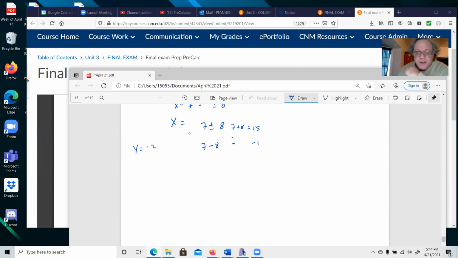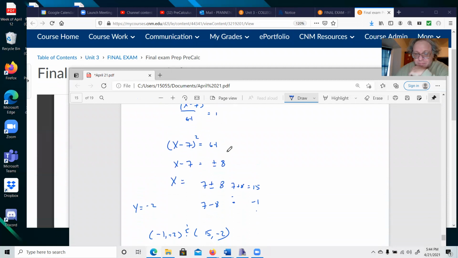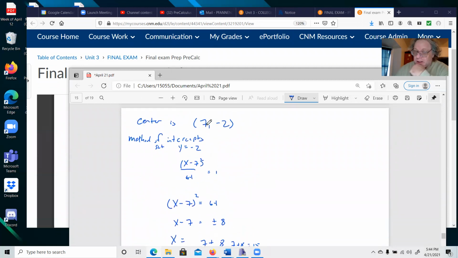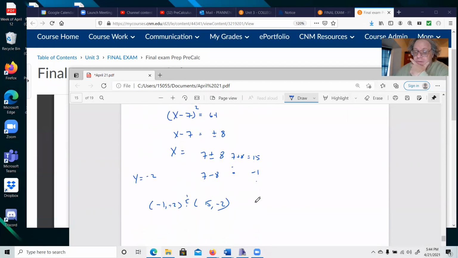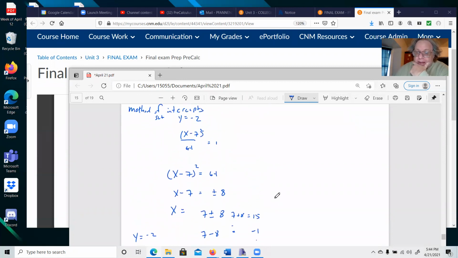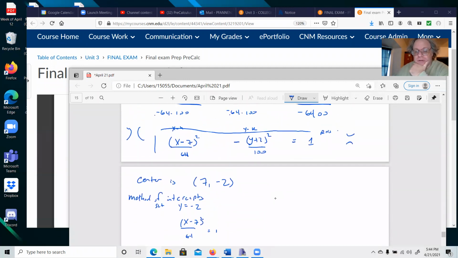So where are my vertices? Well, they're at negative 1, negative 2, and 15, negative 2. Again, notice my center is 7, negative 2, so this is plus or minus 8 from the center. Now I need to do the y ones at this point anyway, just for the sake of being able to draw my little box for this to work.